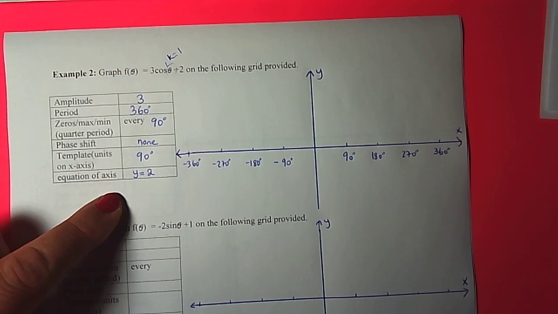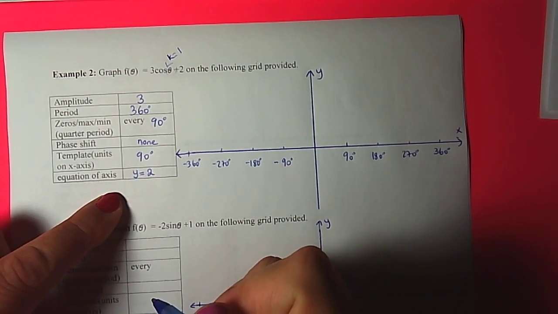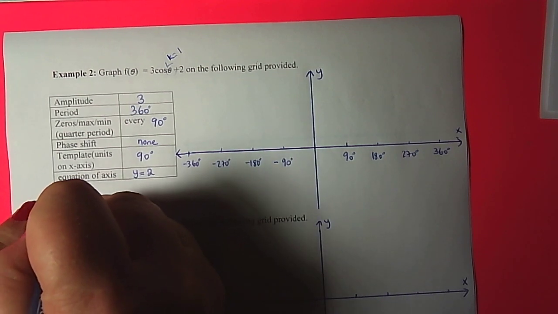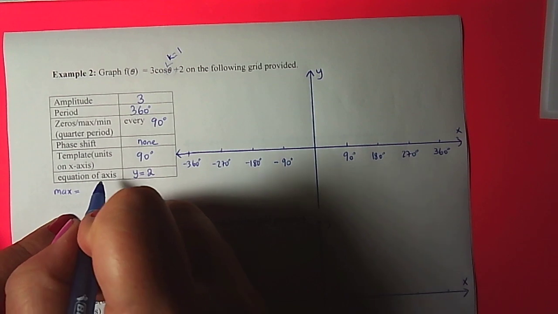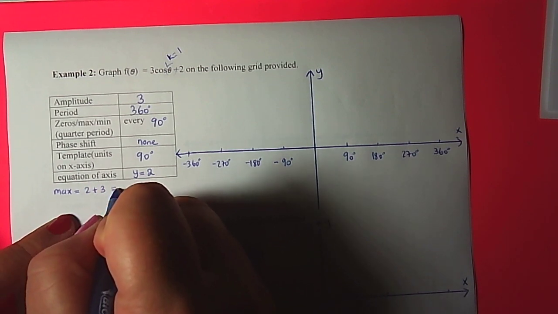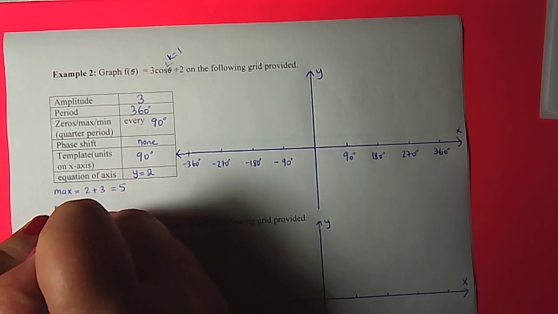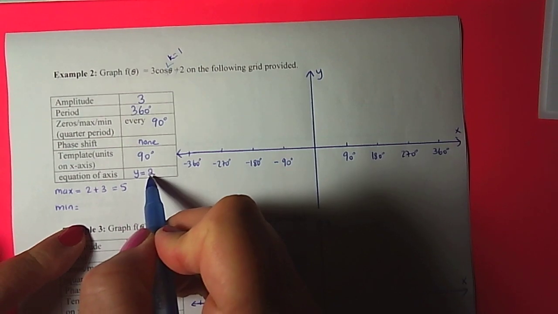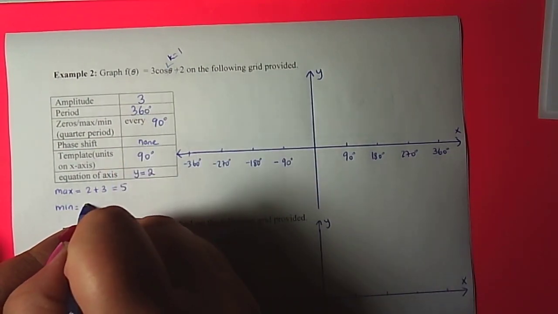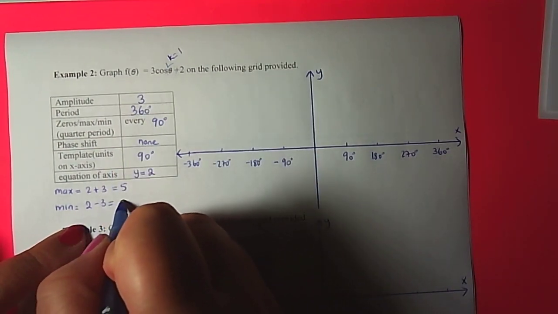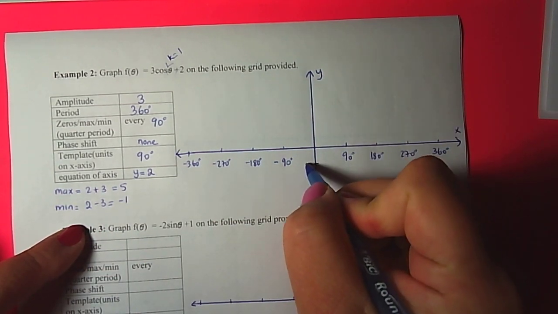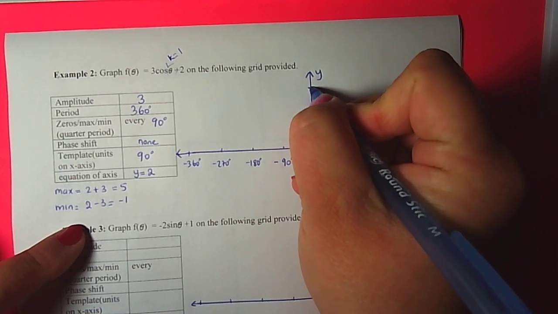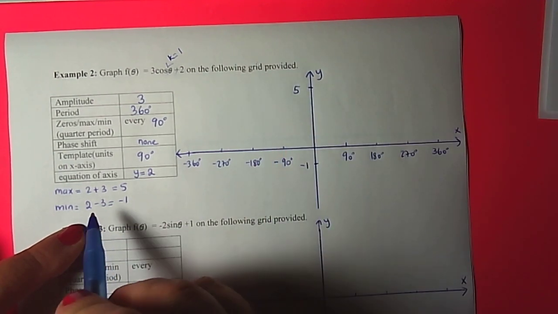Step 2. So we put maximum and minimum value. So again, maximum is, we said, equation of axis plus the amplitude. 2 plus 3 gives us 5. Calculate the minimum, equation of axis minus the amplitude. 2 minus 3 gives us negative 1. So we are going to mark negative 1 and 5.